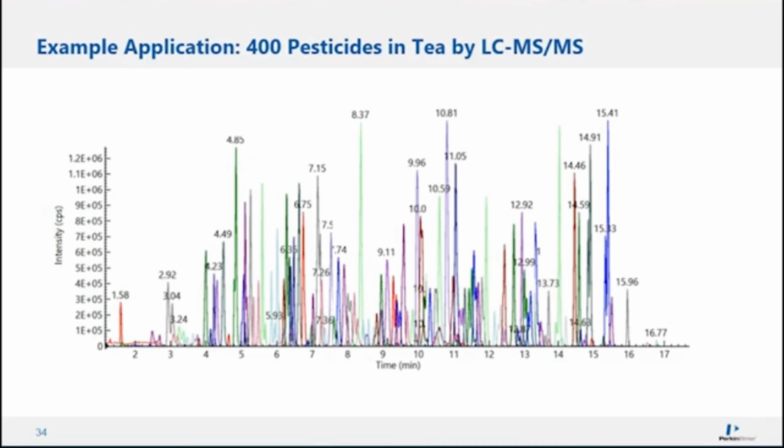We can get concentration information and structural confirmation for each of the 400 pesticides that are present within this particular analysis, and all under 17 minutes. And this is the strength of the information that tandem mass spectrometry affords for being a detector for liquid chromatography.